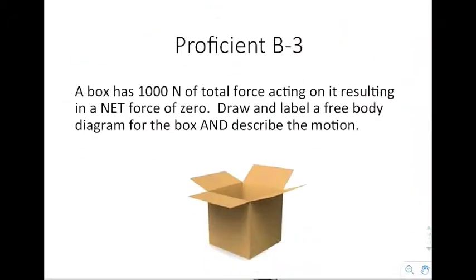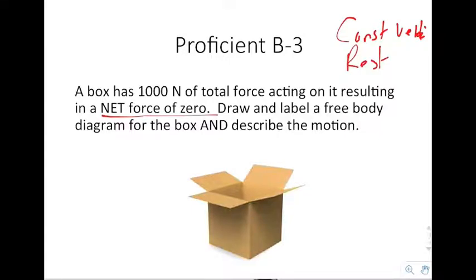Next we have a box that has 1,000 newtons of total force acting on it, resulting in a net force of 0. Draw and label a free body diagram for the box and describe its motion. The first thing we want to say is the net force is 0. So that means the object has to be moving at constant velocity, or it can be at rest, depending on how you draw the free body diagram.